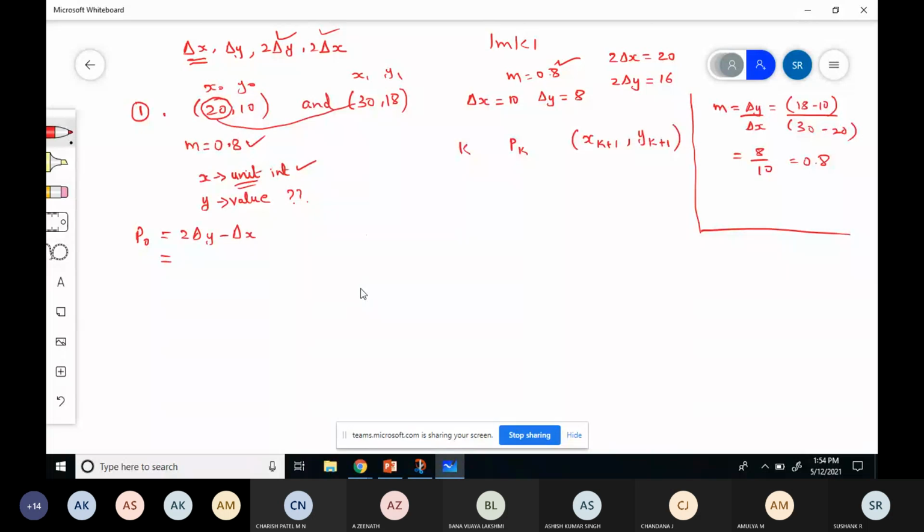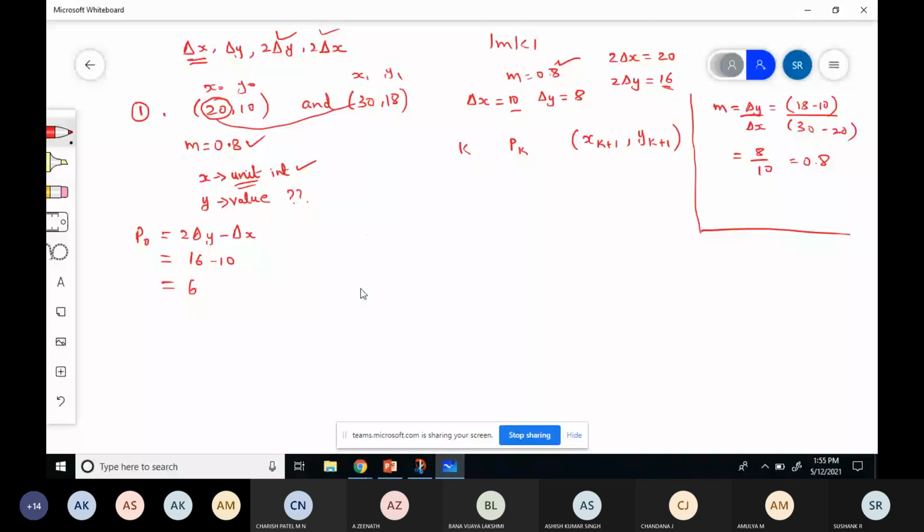So it is 2 times delta y, 16, minus 10. So the answer will be 6. Now what is the p naught I have got? I've got the p naught value as 6.